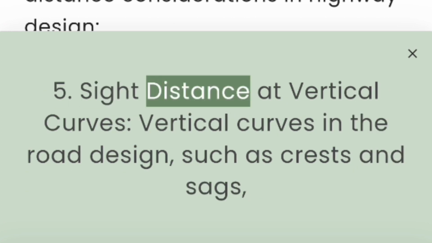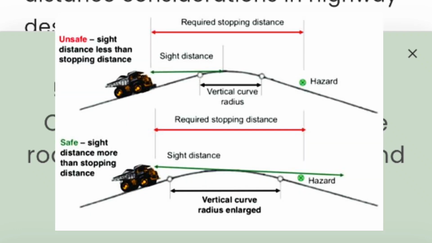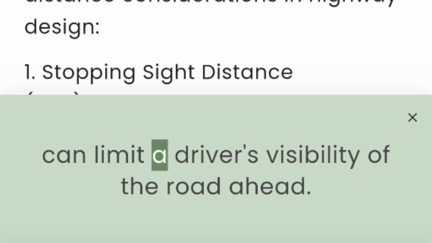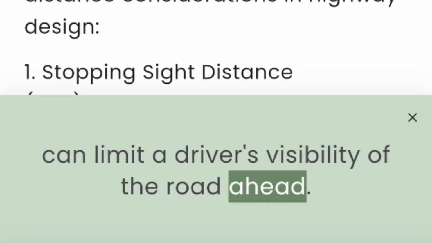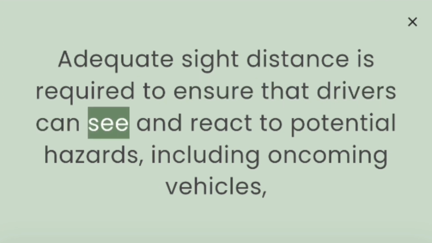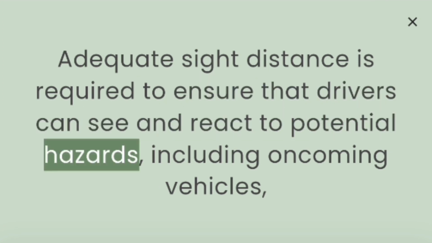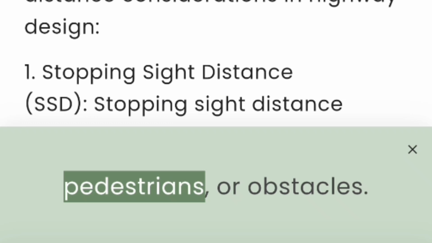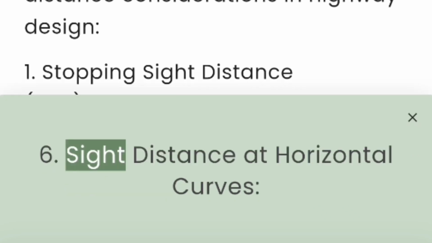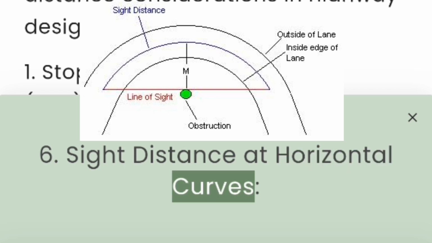5. Sight distance at vertical curves. Vertical curves in the road design, such as crests and sags, can limit a driver's visibility of the road ahead. Adequate sight distance is required to ensure that drivers can see and react to potential hazards, including oncoming vehicles, pedestrians, or obstacles.